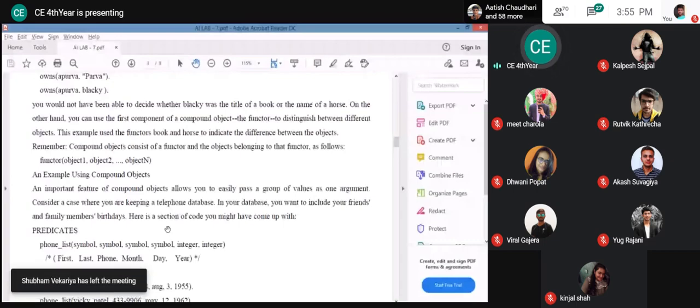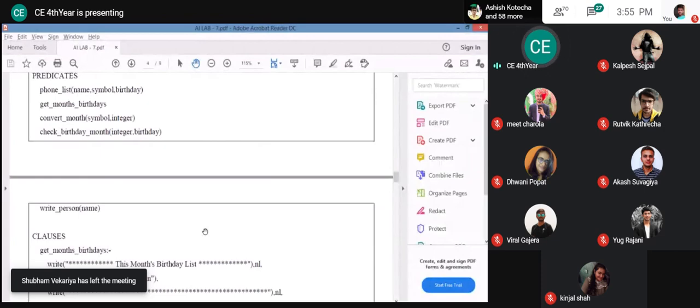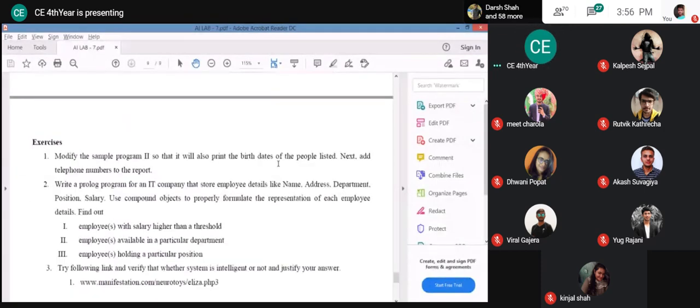Okay. Now I will show here one sample code, program 2, is given. But listen everyone, this program I will not explain to you. So see here, in this page, in the exercise, what you have to do. In the exercise, the same program is there, but you have to do some modification, right? So I think all of you are clear with the compound object, right? What is the use of compound object?